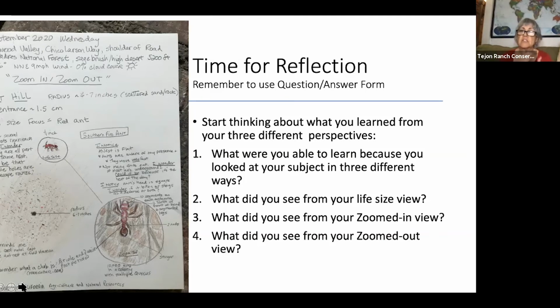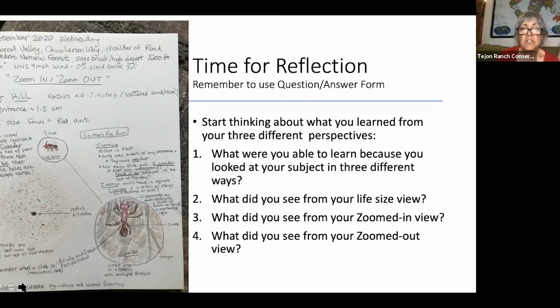So the first question is general. What kinds of things did you see by looking at it from 3 different perspectives? Now, give me one thing that you learned from looking at it at life size, one thing you learned looking at zoomed in, and one thing you learned zoomed out. Remember to use question answer form. Remember that question answer form is using as many words in the answer that were in the question. What state do you live in? The state that I live in is California. So look at question number 2. What did you see from your life-size view? What I saw from my life-size view was, that would be question answer form.